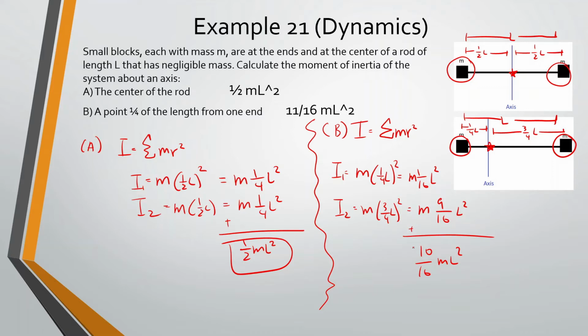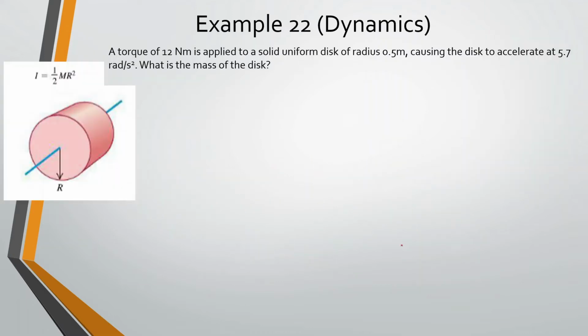10/16 ml squared. Right? Okay. So that's how we're going to do this first one. Now, it's important: different objects have a different amount of inertia. So this is many times just given to you.